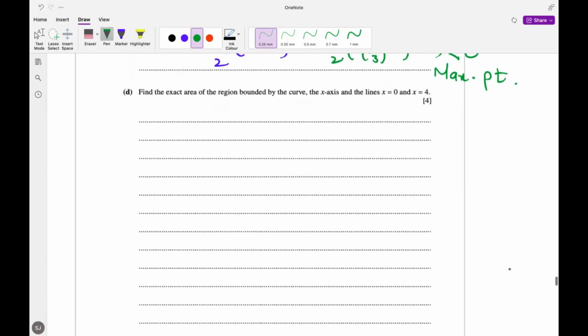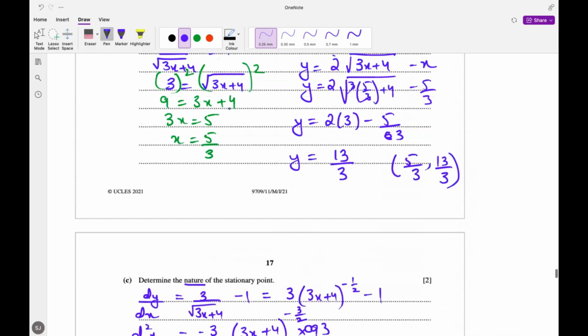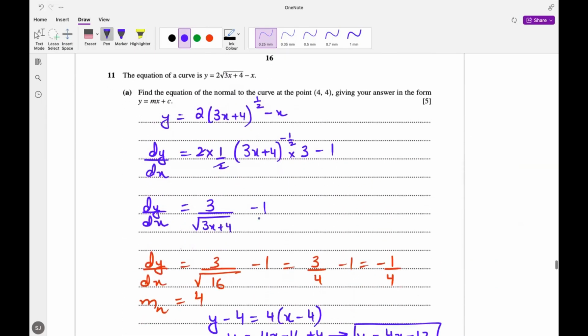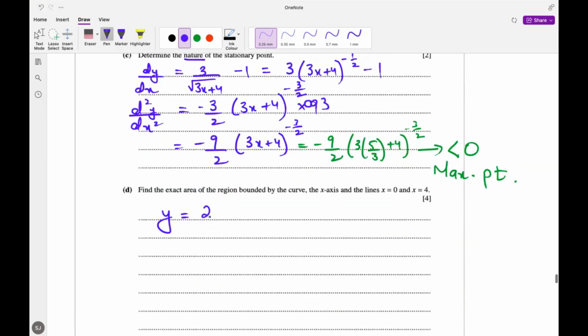In part D, we have to find the exact area of the region bounded by the curve, the x-axis, and the lines x equals 0 and x equals 4. Now the equation of the curve was given as y equals 2 square root of 3x plus 4, minus x. To find the area, we'll first integrate this equation and put in the limits 4 and 0. So the equation was 2 into (3x plus 4) to the power 1 upon 2, minus x.